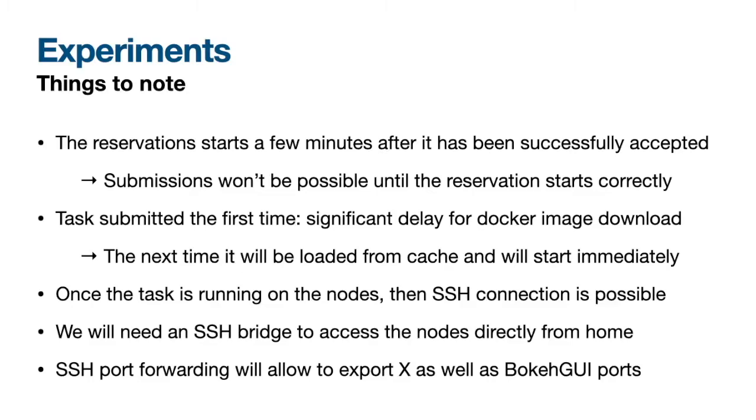In order for you to be sure that your task is running, you will have to use minus to be sure that the task is in the running state. For our tutorial, we will need an SSH bridge to access the nodes directly from home. And we will also use SSH port forwarding to allow the X window export, but also the Bokeh GUI ports to be exported to your local machine in order for you to access the Bokeh GUI interface.